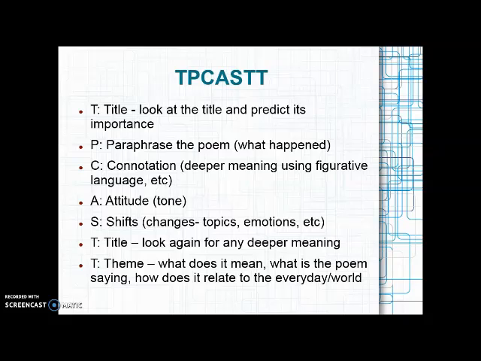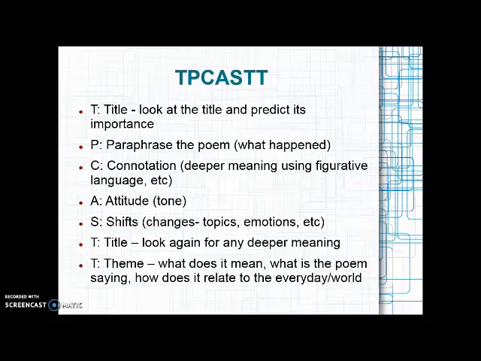After we read the poem, we want to paraphrase it. This is where we look at a poem and just see what happened in the story. We don't want to analyze it or get any deeper than the words on the page. We're just looking at what this poem is about.